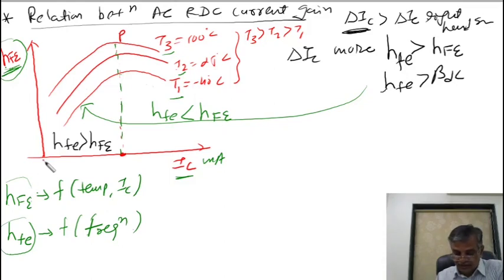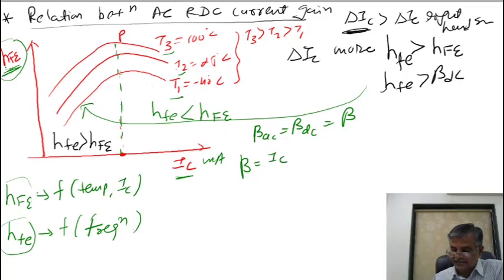So for a moderate value of the current, beta AC and beta DC are taken the same, and we write beta. So beta is IC upon IB, the collector current passing in a transistor for a common emitter configuration.